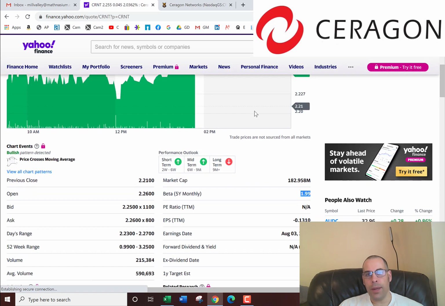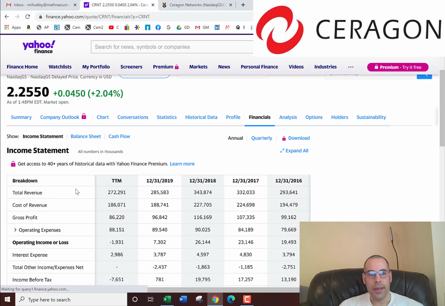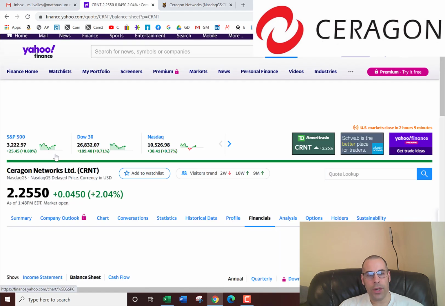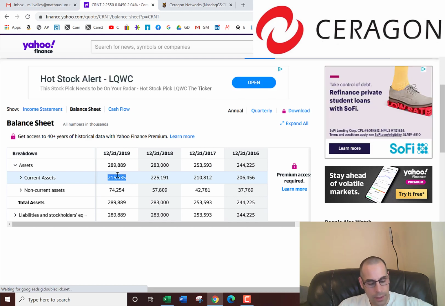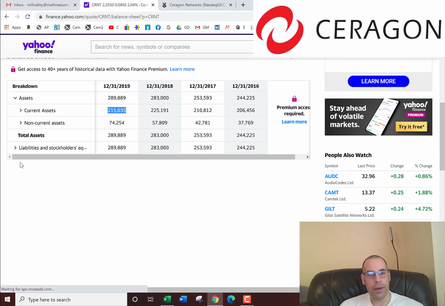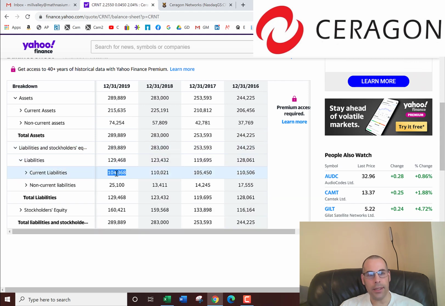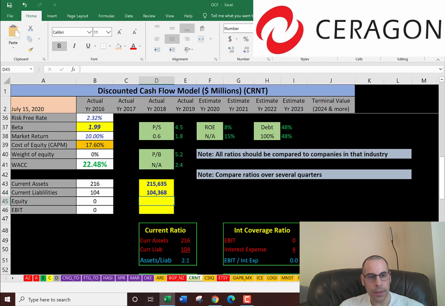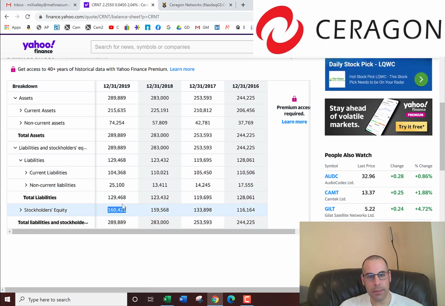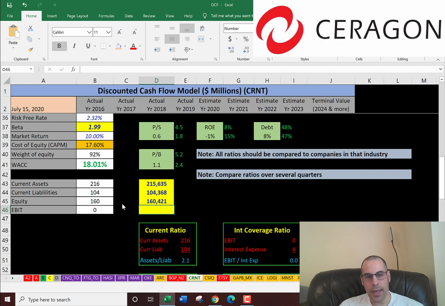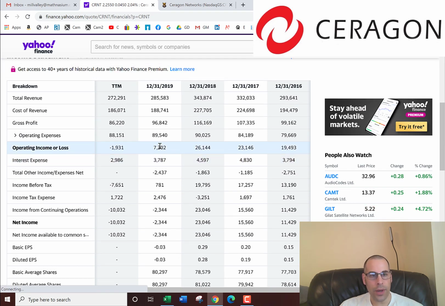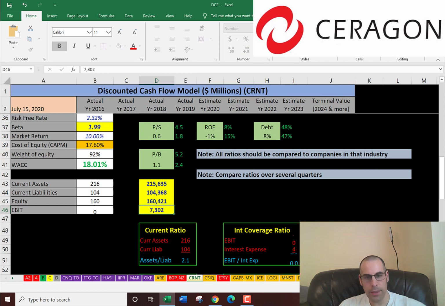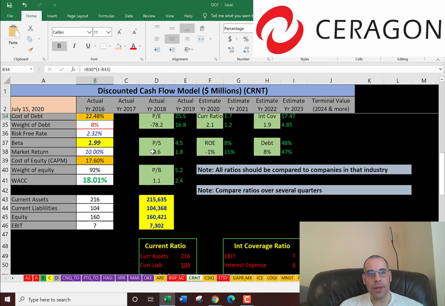We also need some more information from the balance sheet. We need their current assets. We need this because when we calculate the current ratio later, that's in the numerator, current assets. And that's $215 million. The denominator of the current ratio equation is current liabilities, and that's $104 million. We also need the equity, that's assets minus liabilities. And this number is used in the calculation for ROE and the price to book value calculation. Next, we need the EBIT, earnings before interest and taxes. That's called operating income on the income statement. That's $7.3 million.